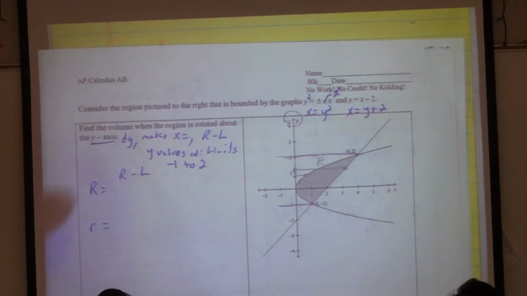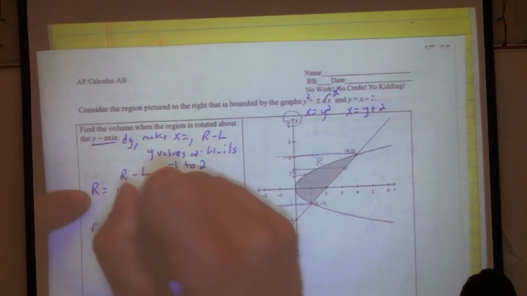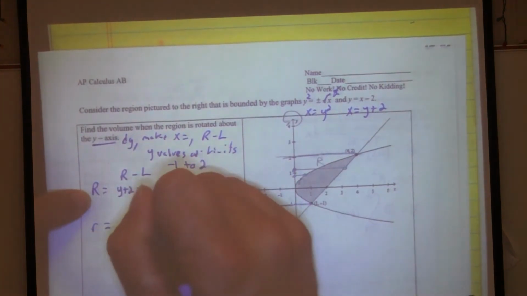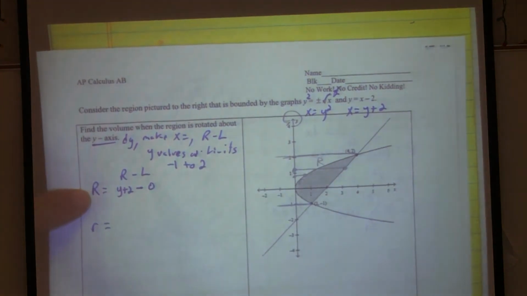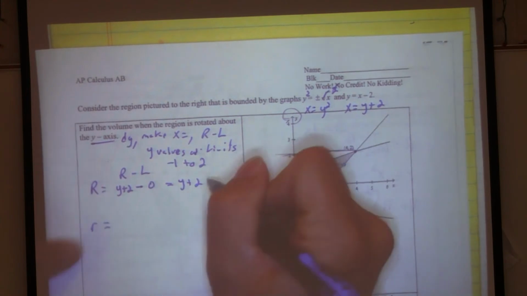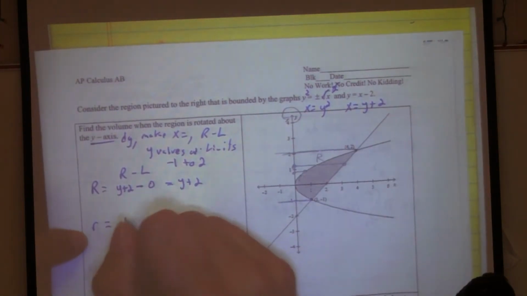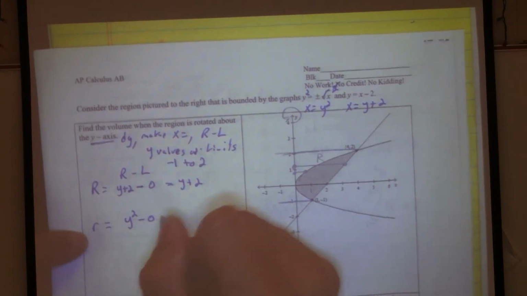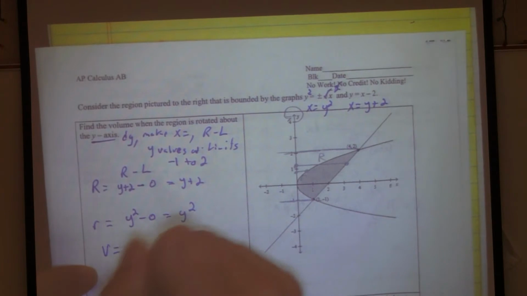In this case, the right curve would be the line, which was y plus 2, minus the y-axis, which in this case is just 0. So that just gives me y plus 2. The other one is going to be the parabola, which I know is y squared minus 0, which is just y squared. So set up your volume formula.